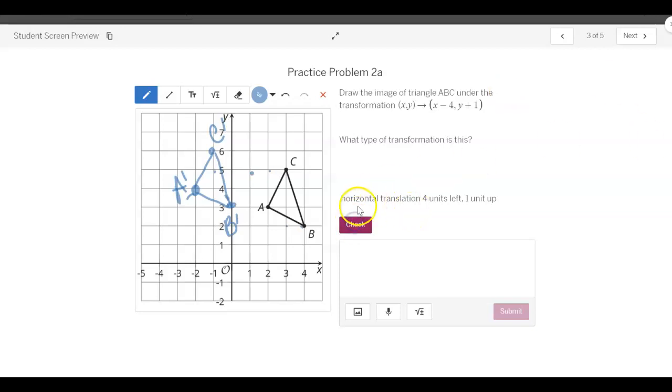And if you want to check it, you can click check and it will show you here. Horizontal translation, 4 units left, 1 unit up. That's what type of transformation it is. It's a horizontal translation to the left, but then a vertical translation 1 unit up. So that is a translation.